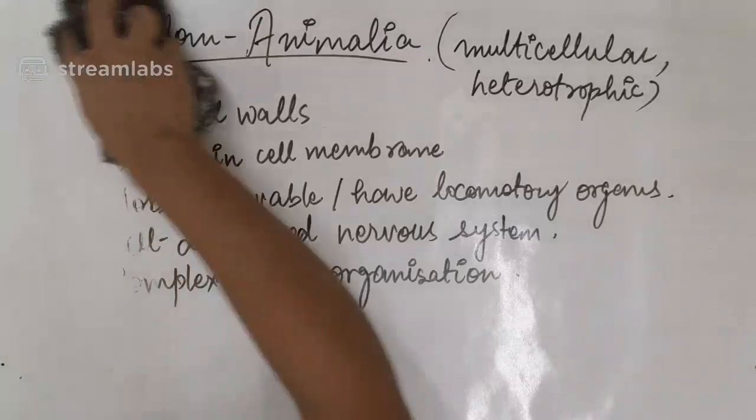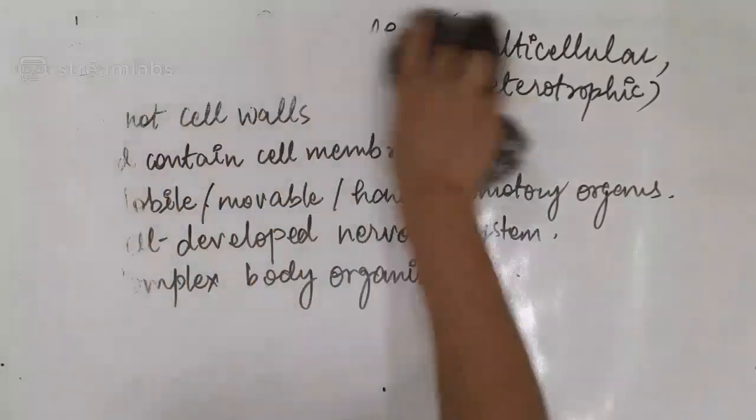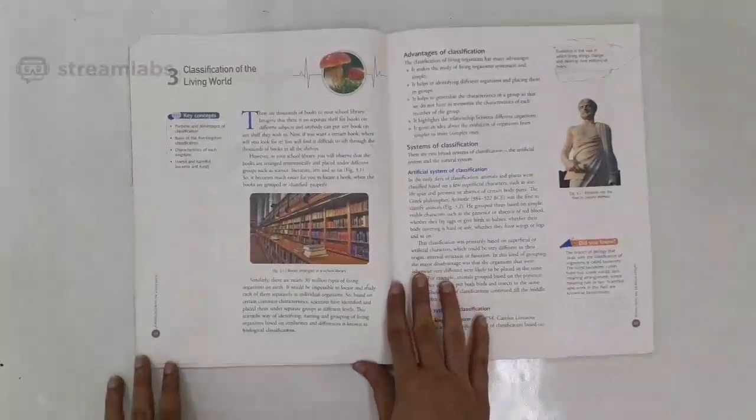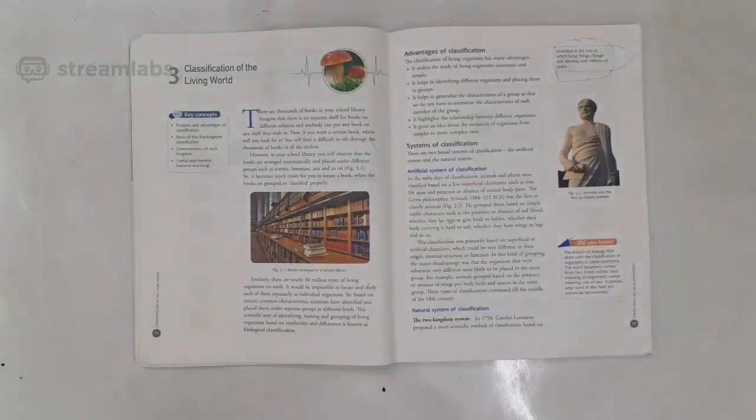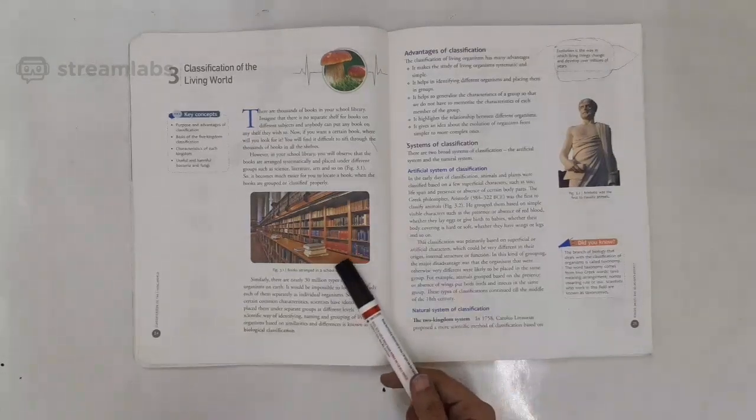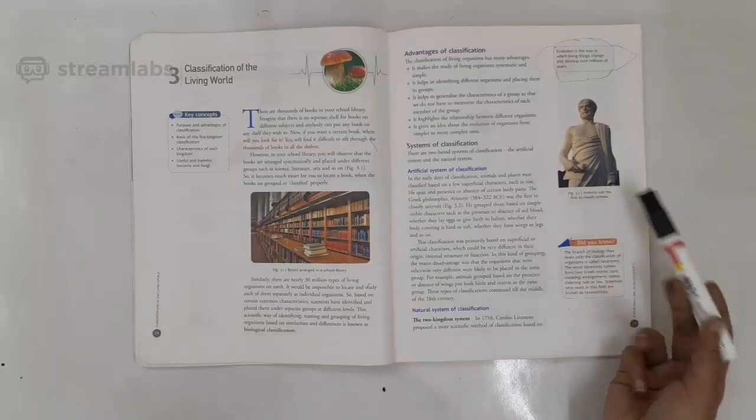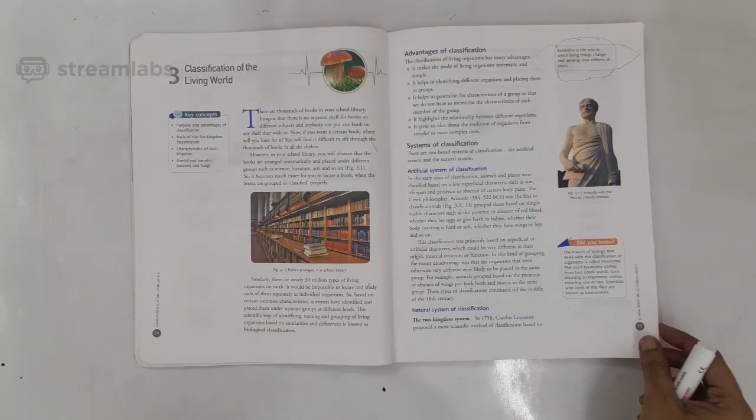Okay, so the first chapter of classification is complete, that is the classification of living organisms or the classification of living world. After this, a quick revision is required for you all. In classification you first studied the purpose and advantages of classification, the meaning of classification, basis of 5 kingdom classification, and also the characteristics of each kingdom.